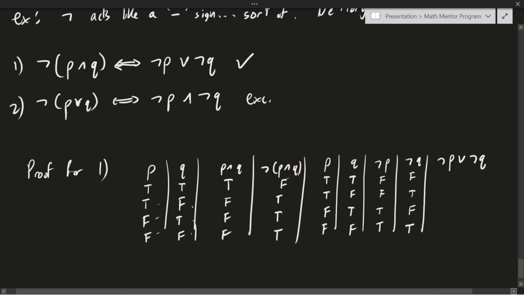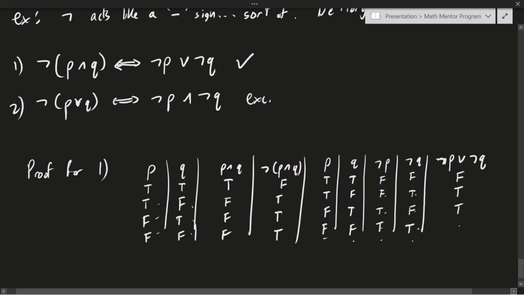For this one, I have already filled out P, Q, not P and not Q. This is a very simple task to do. But what we're going to do now is we're going to analyze not P or not Q. So remember, when is OR satisfied? OR is satisfied when either one of the arguments is true, or when both of them are true. So in this case, false, false, so this is false. Here, one of them is true, so this is true. One of them is true, so this is true. And both of them are true, so again, this is true.